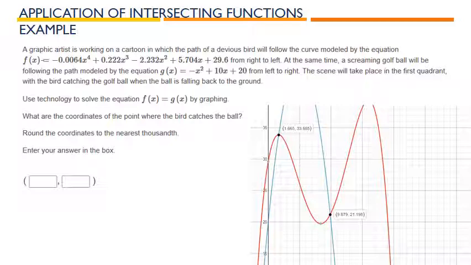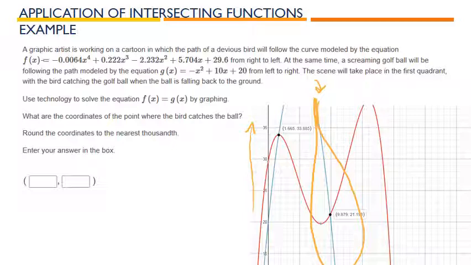The scene will take place in the first quadrant, which is the positive quadrant, with the bird catching the golf ball when the ball is falling back to the ground. So that's going to be, let me get a little yellow one, this side right here. Remember, the golf ball is going up and then it comes back down. So the scene will take place in the first quadrant where the ball is falling to the ground.